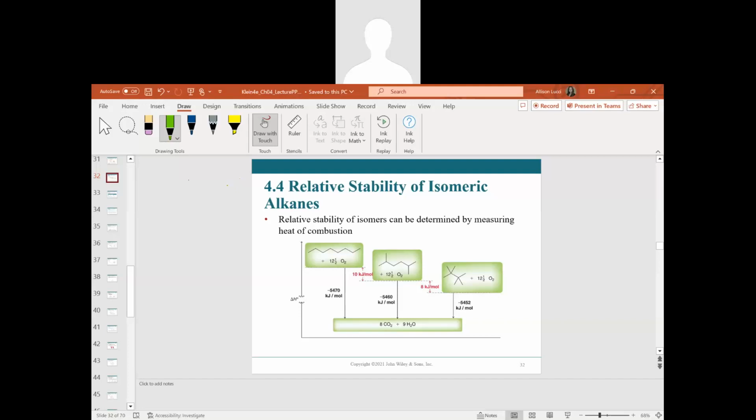For this video, we're going to review both sections 4.4 and 4.5. And we're going to take a look at specifically here the stability of different isomers. Based on something called heat of combustion, we'll review what that means, we can determine which isomer would be more stable, right? So the relative stability is what we're going to compare here, how they're stable compared to one another.